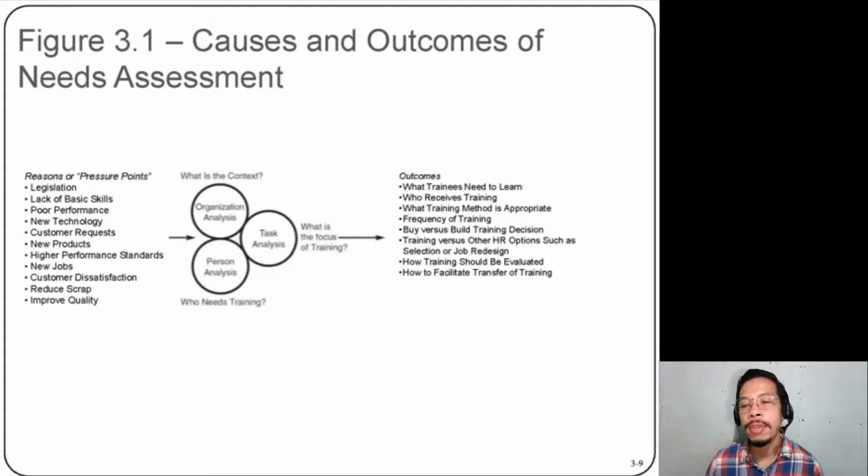And the outcomes on the other side of the PowerPoint presentation are the expected outcomes from the training and the needs assessment. So we have here what trainees need to learn, who receives training, what training method is appropriate, how much the training would cost, and what type of training methods we are going to use. Will it be traditional or technology-based training?